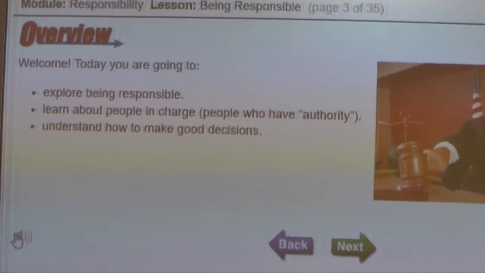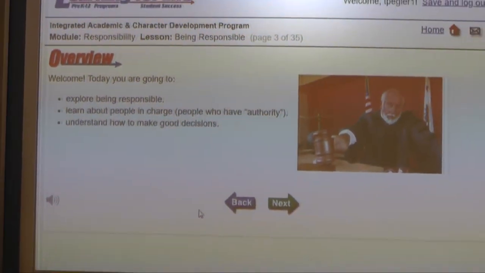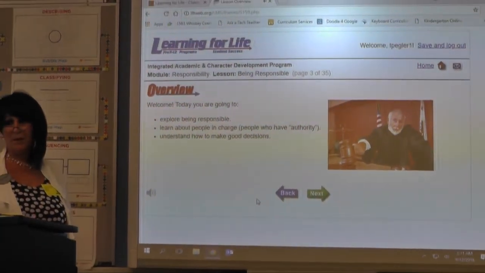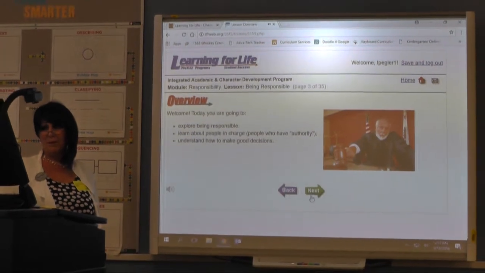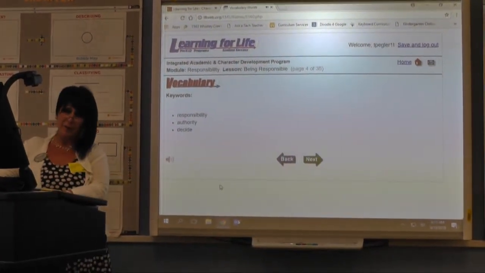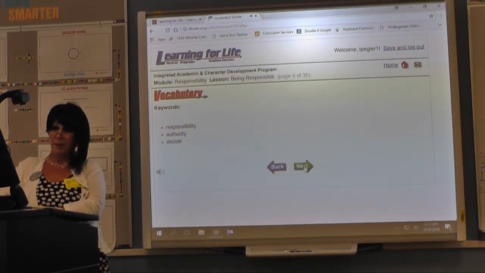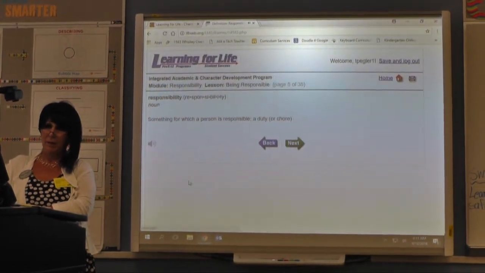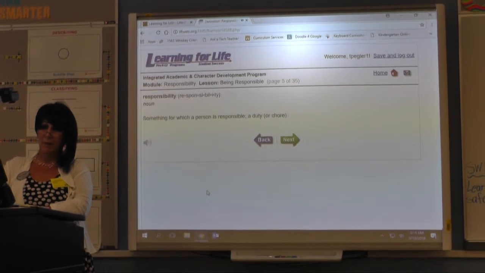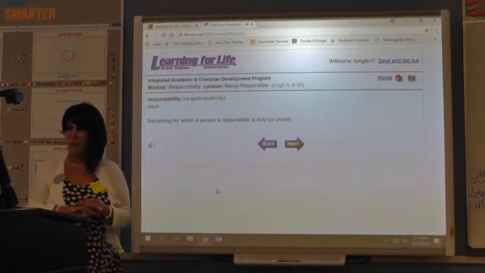Welcome. Today you are going to explore being responsible. Learn about people in charge. People who have authority. Understand how to make good decisions. Key words: responsibility, authority, decide. Responsibility, noun, something for which a person is responsible, a duty or chore.